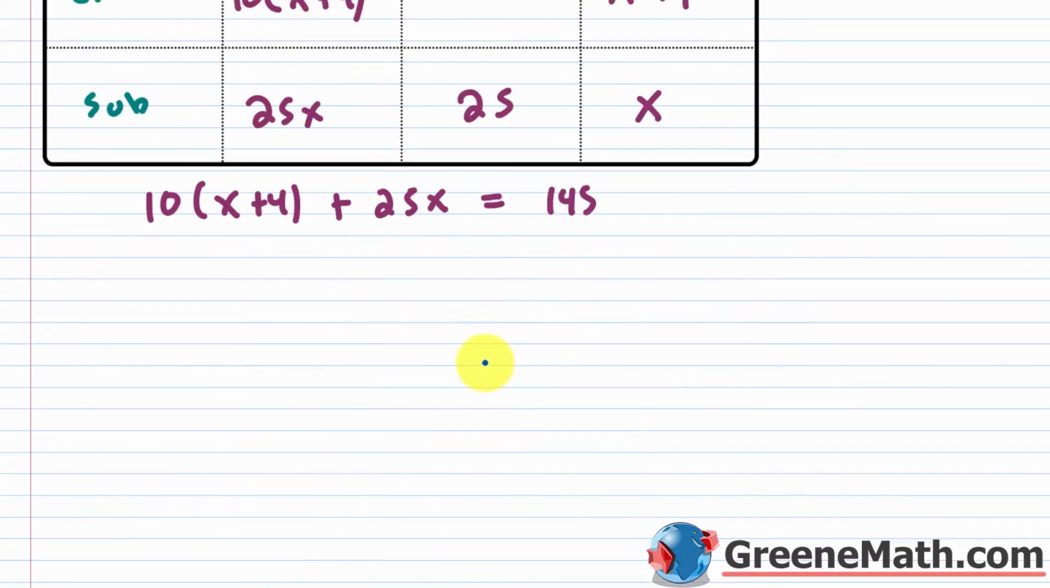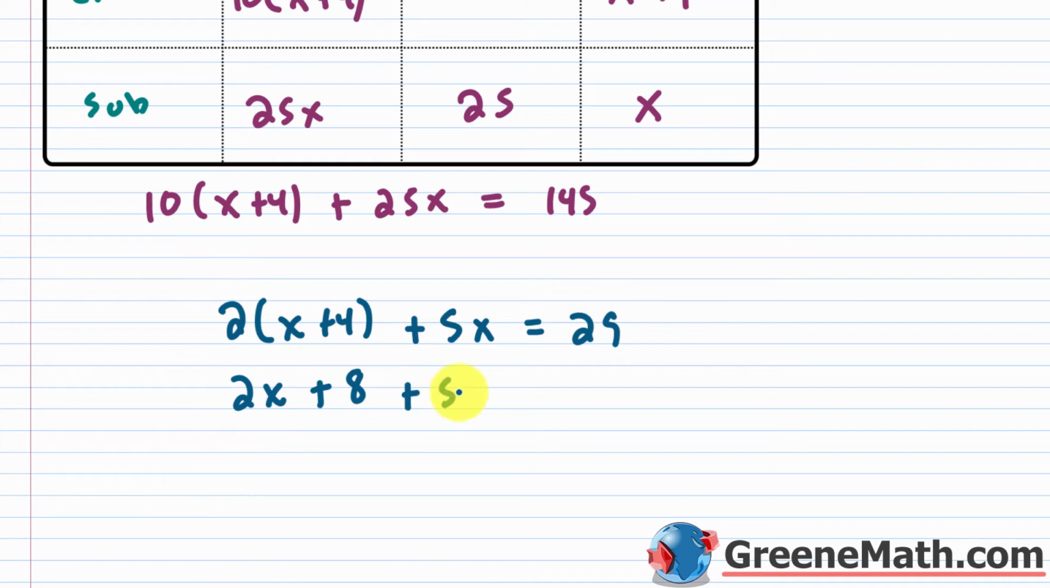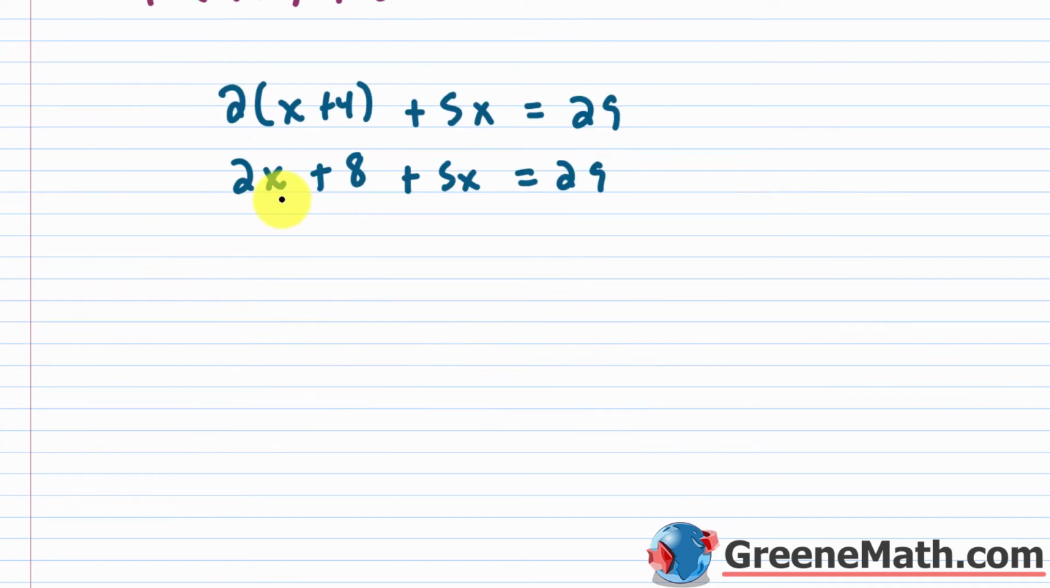Okay, so you can divide everything by 5, if you want to work with simpler numbers. So this is going to be 2 times the quantity X plus 4 plus 5X is equal to, this would be 29. Again, I just divided everything by 5. You don't have to do that if you don't want, it's up to you. So this will be 2X plus 8 plus 5X is equal to 29. So 2X plus 5X is going to be 7X. And then plus 8 is equal to 29.